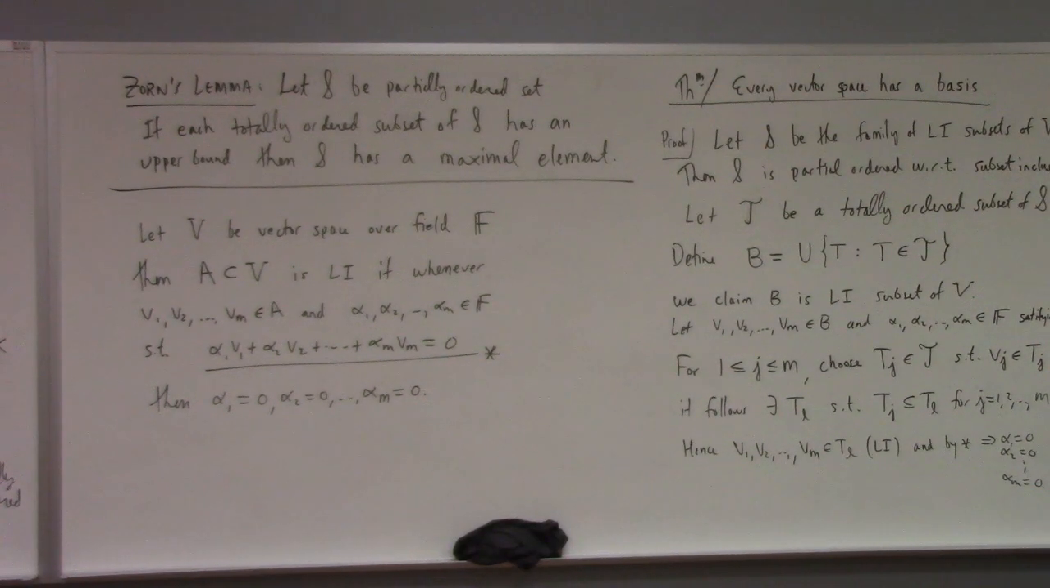So that what? And what's that mean? So there's a linearly independent set that contains every linearly independent set. I suppose that's what it means, huh? Right.